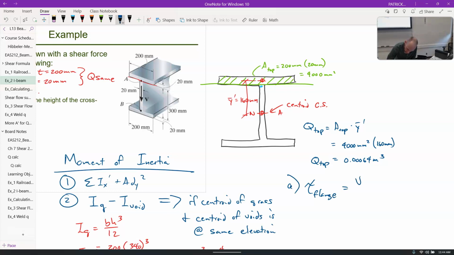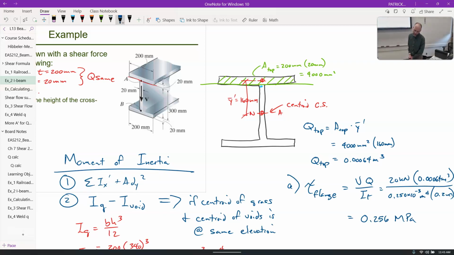So part A, tau equals V Q over I t. V is 20 kilonewtons. Q we just calculated, 0.00064 meters cubed. I we calculated, 0.250 times 10 to the negative third meters to the fourth. And then t, we've got 200 millimeters, which is 0.2 meters. So that works out to be 0.256 megapascals.